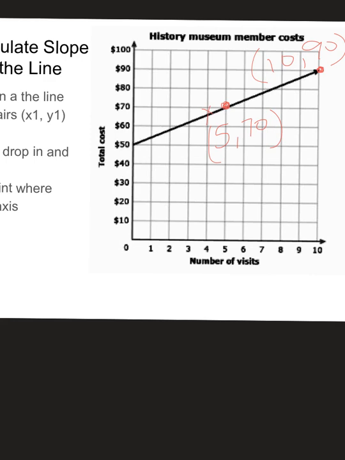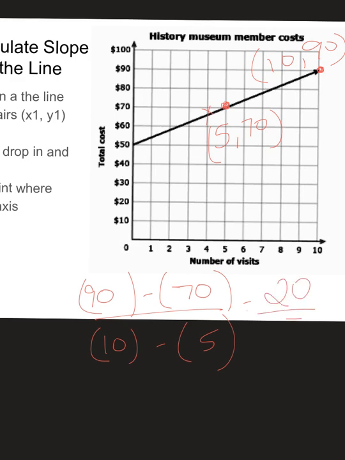All right, so from there we're going to plug into our formula. y2 minus y1. So here that's going to be 90 minus 70. And x2, 10, minus x1, 5. Plug that in. We're going to have 20 over 5, which simplifies down to a slope of 4 over 1, or just 4. Okay? That means my vertical change is 4 for every horizontal change of 1.